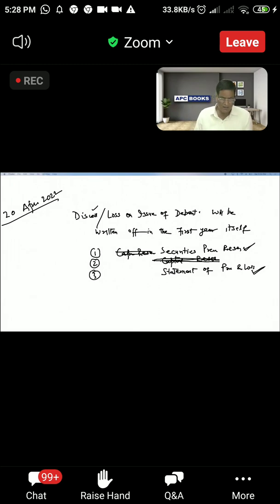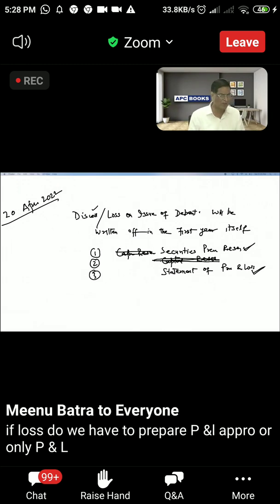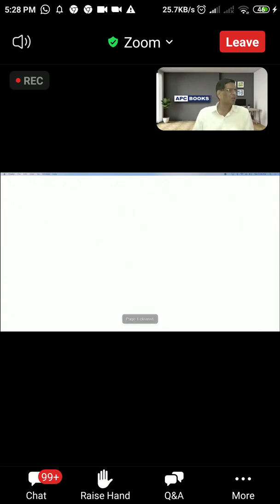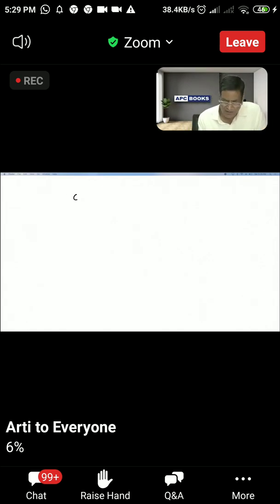And an illustration number 9 also I want to take up. I think you have read the illustration. From the following aspects of a company's balance sheet, you are required to ascertain cash from financing activities. What is your answer? Have you done it? Cash from financing activities. Anyhow, let us discuss.